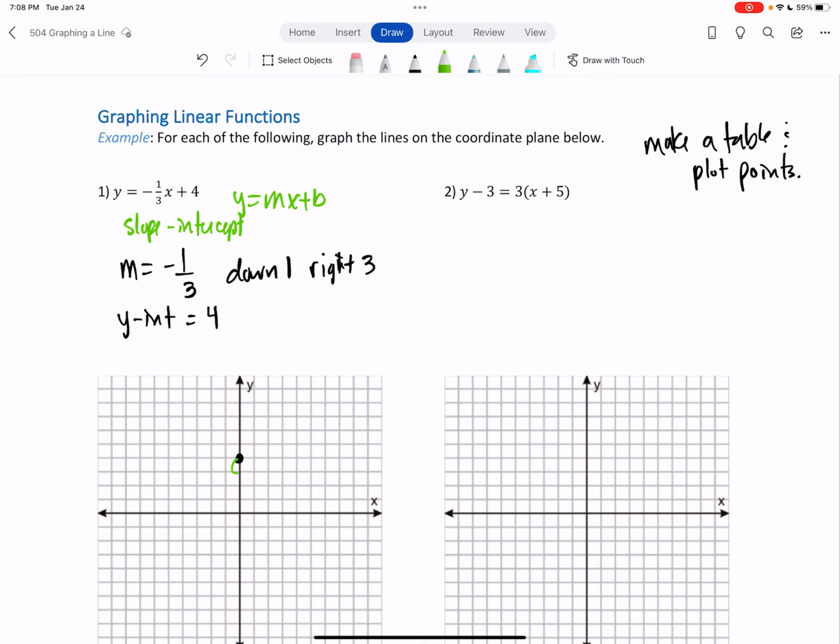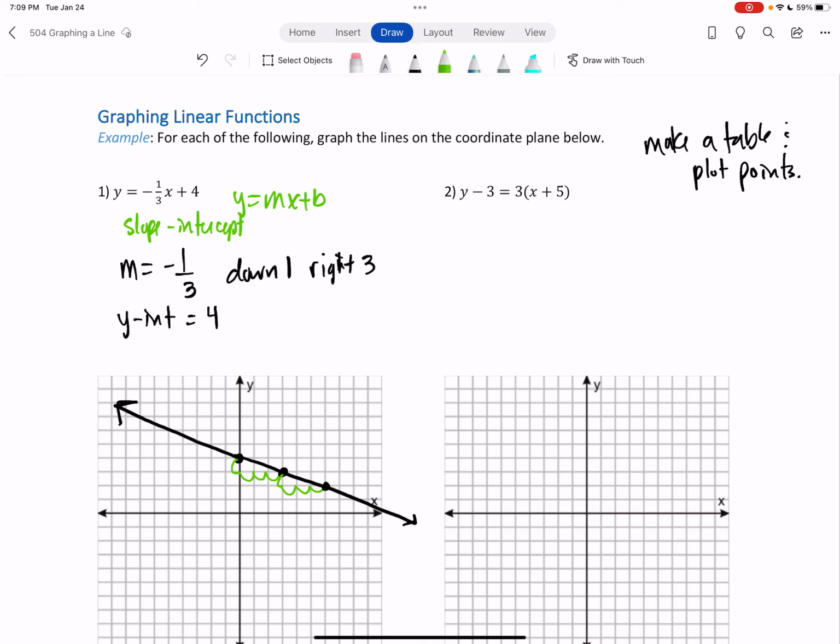So I go down 1 and right 3, and I put my second point there. I could do it again: down 1 and right 3, and put another point there. It stops us from having to make the table if we already know the slope and the y-intercept.